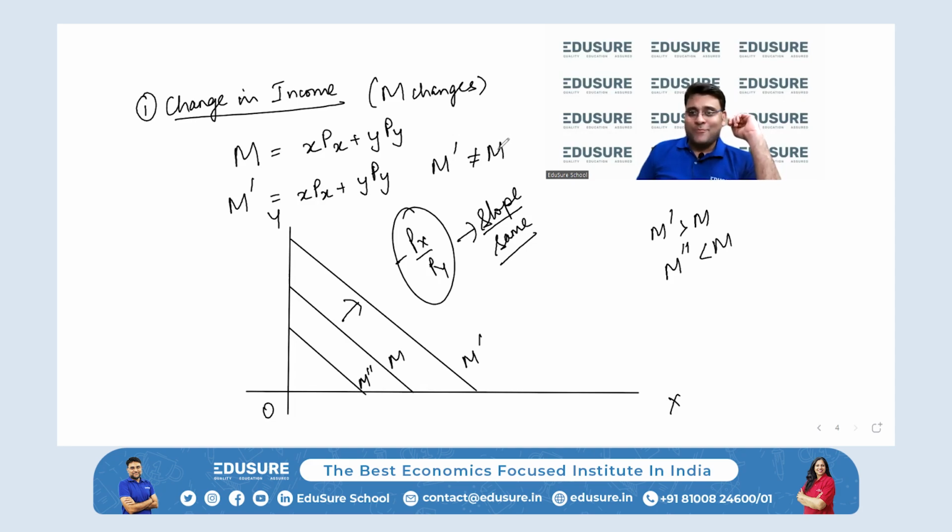Slope is the same. Okay. So a change in money income simply makes a parallel shift to the budget line. Okay, it's a parallel shift. If my money income increases from say 100 to 200, I will be able to buy more.